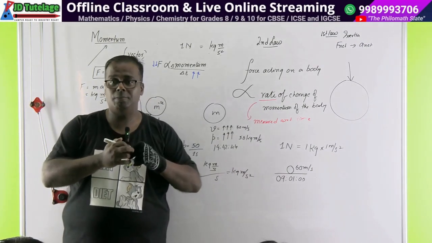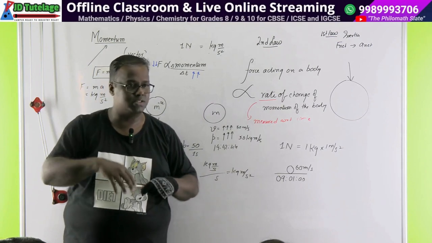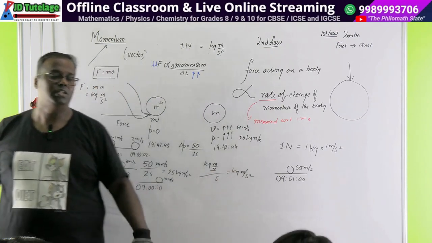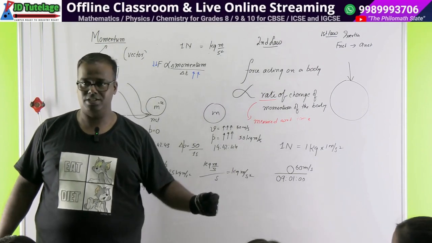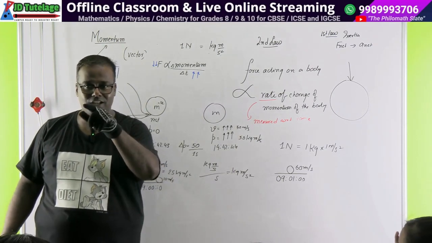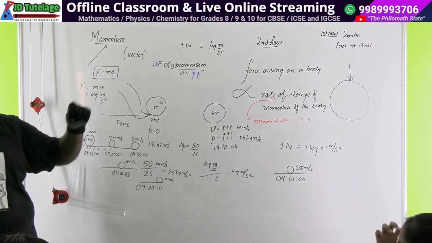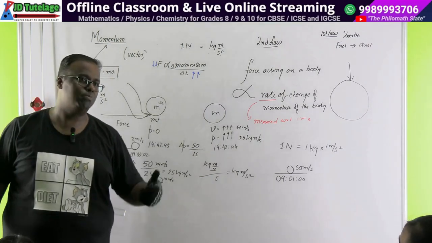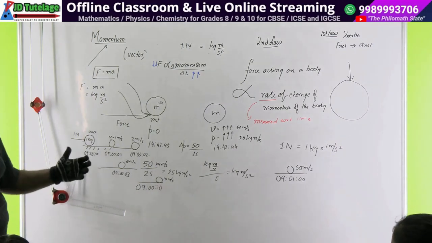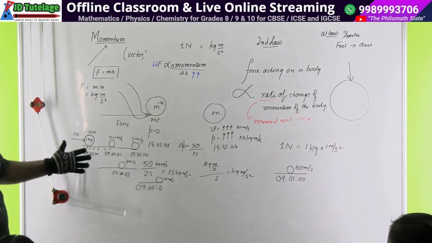Isiliye, agar aap gaadiyon ka ad dekhenge, new cars, whenever the newspaper has a car, they will tell you the engine speed, 0 to 60 in 3 seconds. They'll always write that thing. Bikes and all, they will put that ad, 0 to 80 in so many seconds. That means that is the power, the throttling power of that engine. These are things which I want you to fall in love with. Ye aapko books mein aise example nahi milenge.